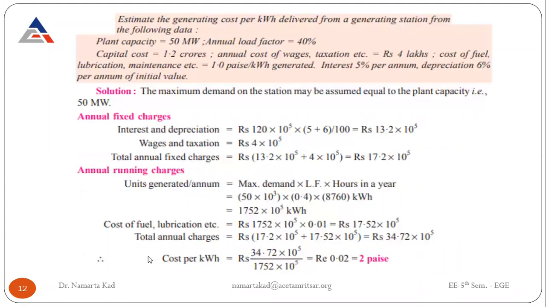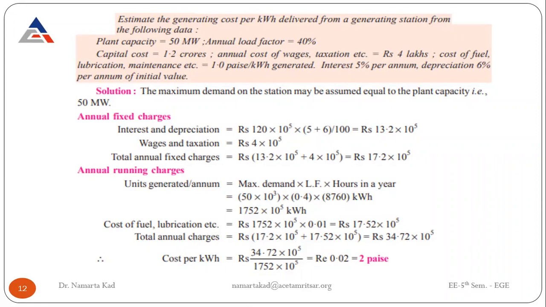See one more numerical. Estimate the generating cost per kilowatt hour delivered from a generating station from the following data. The plant capacity is given as 50 megawatt. Then the annual load factor is given as 40%. Then the capital cost is given as 1.2 crores. Then the annual cost of wages, taxation, etc. is rupees 4 lakh.